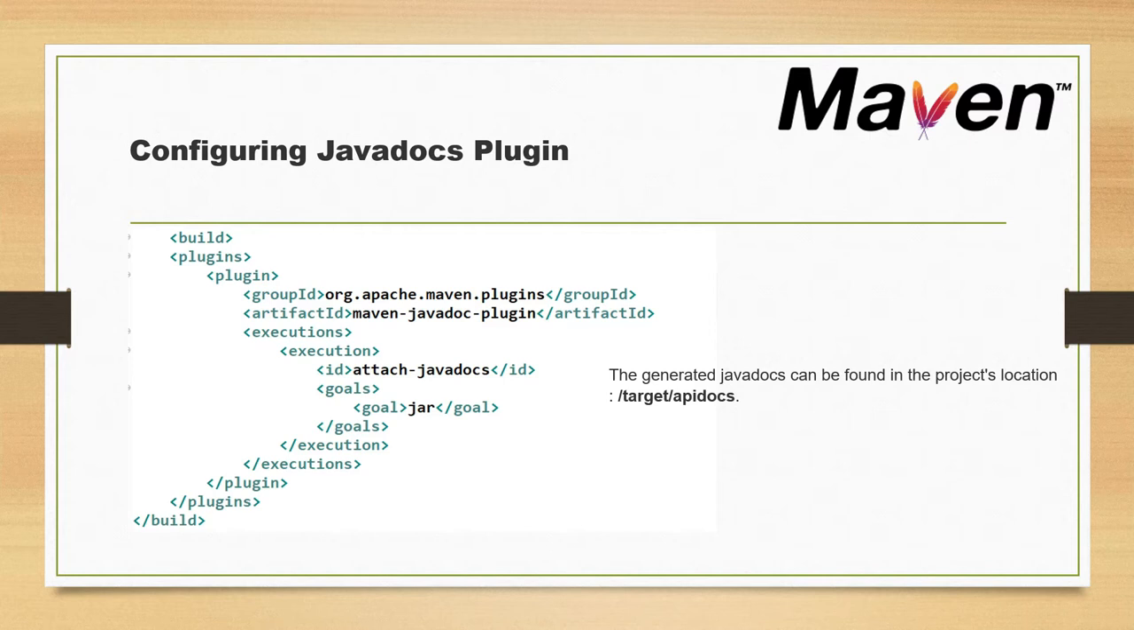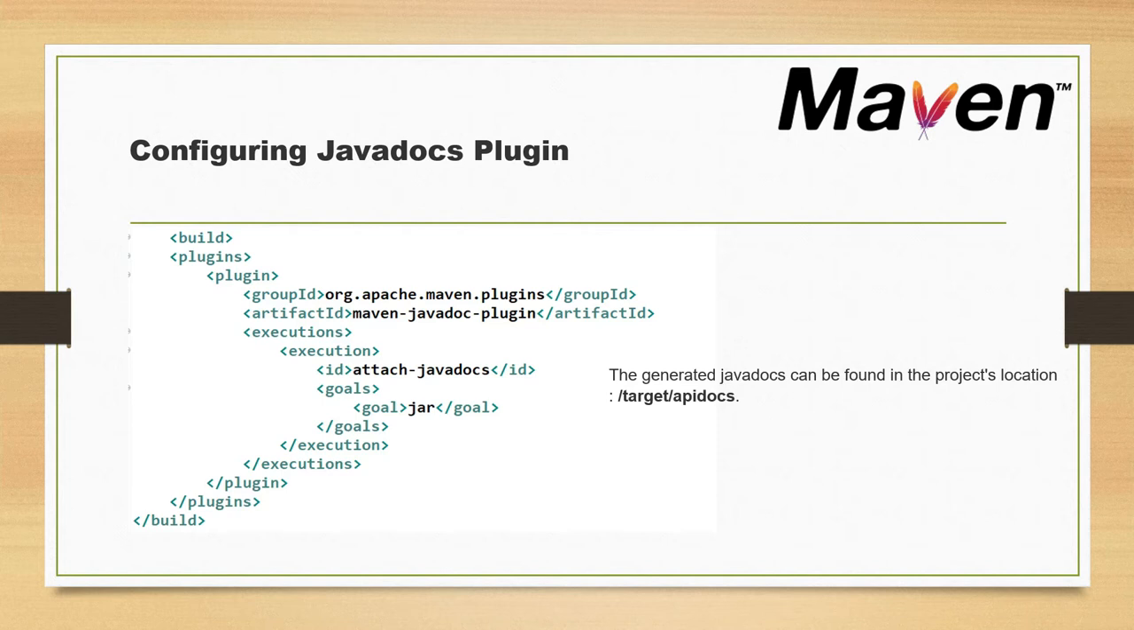After adding this plugin in your project's pom.xml, all you have to do is open the command prompt and go to the project root directory, and run the command either mvn install or mvn package. Afterwards you have to go into the target folder. The generated Java doc can be found in the project's location. In target, the directory is called apidocs.